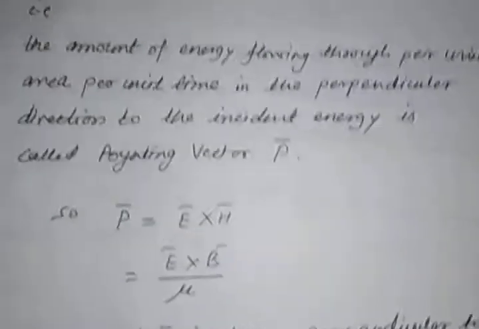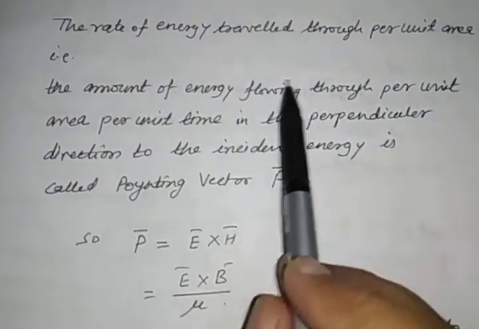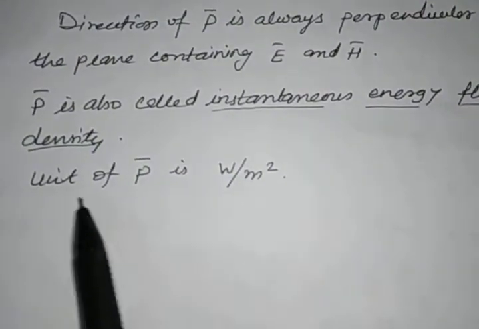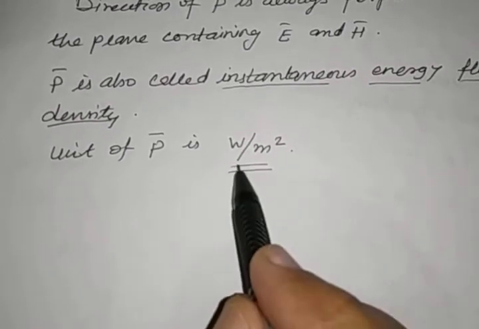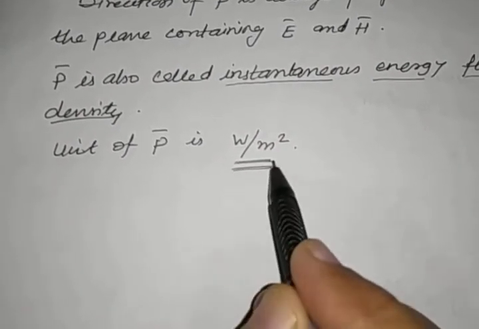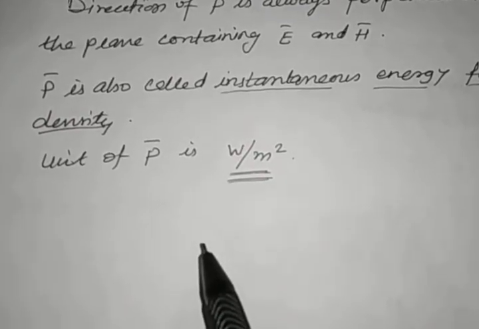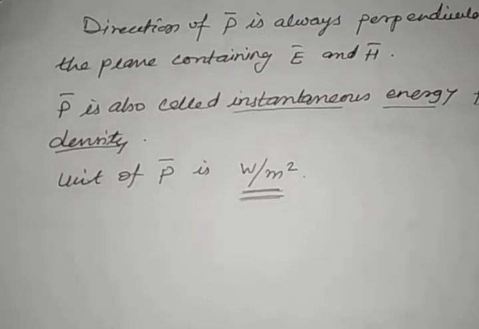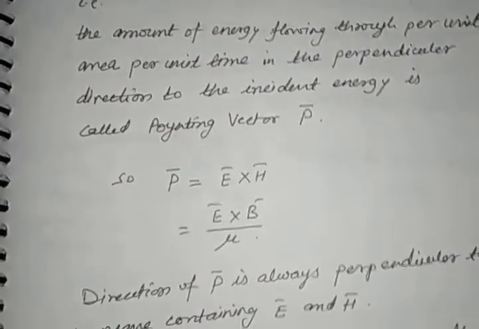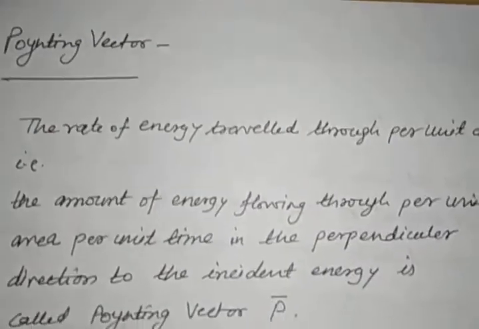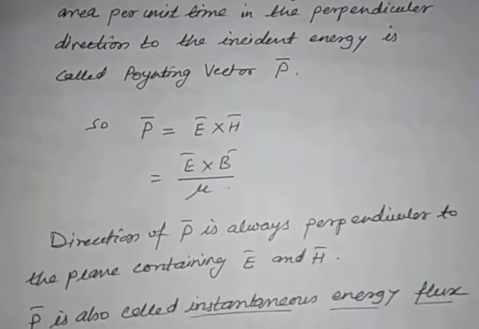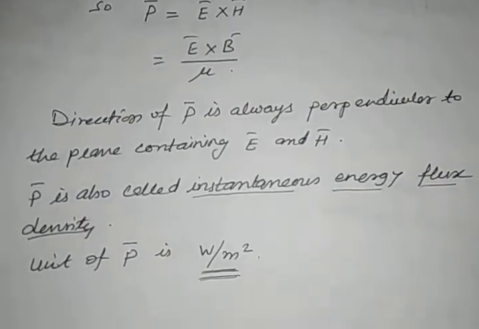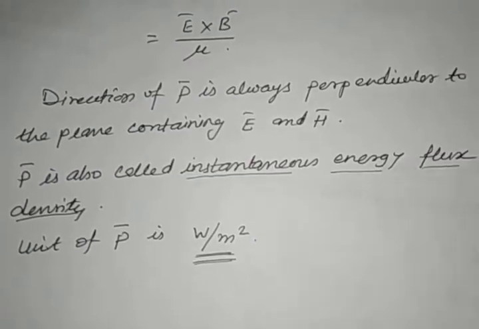Because we have discussed that it is the power flowing per unit area, the unit of P will be watt per meter square. This needs to be remembered: the unit of the Poynting vector is watt per meter square. So after getting the idea of what the Poynting vector is, we are moving to the most important part, how we can get the value of the energy flowing.